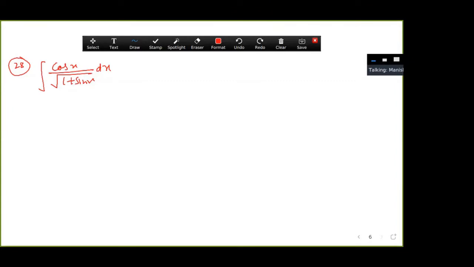In this question, hint is put 1 plus sin x is equal to t. Derivative of sin x is cos x dx is equal to dt. Now dx is equal to dt upon cos x. Now the question is 1 upon root t, and you can integrate it now.